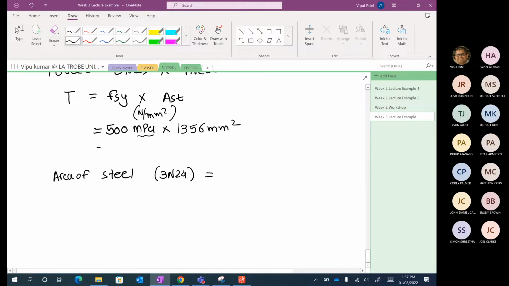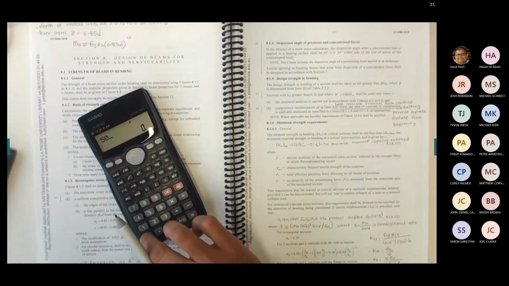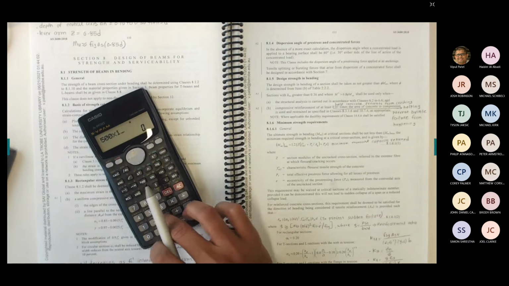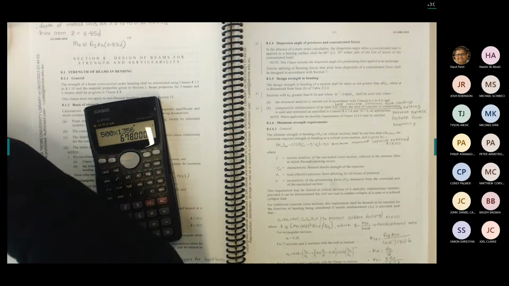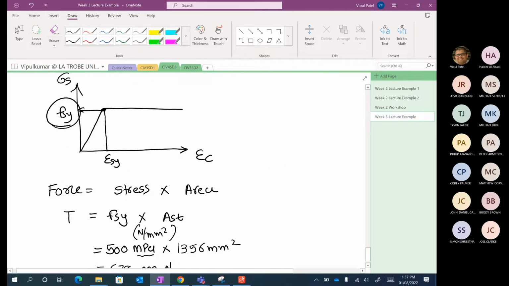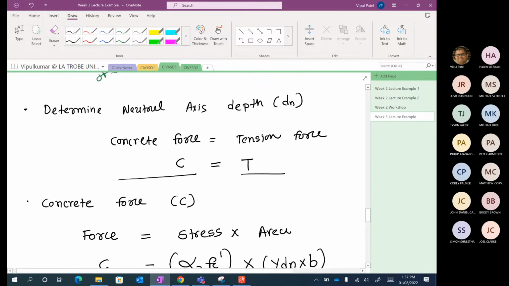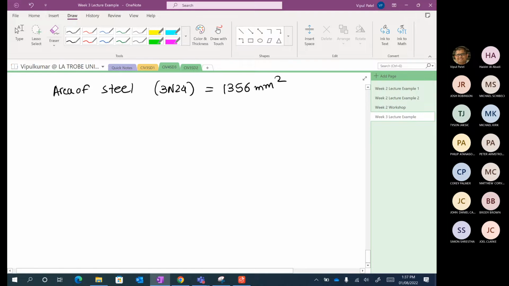By the way, this is Newton per millimeter square, which is megapascal. So in this case, if I use the calculator, 500 times 1356, you get 678,000 Newtons. Right? Now this Ast is 1356 millimeter square. Now we can go back to these equations where you have equilibrium and we plug in the values.